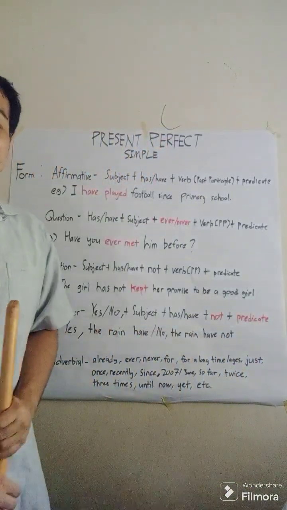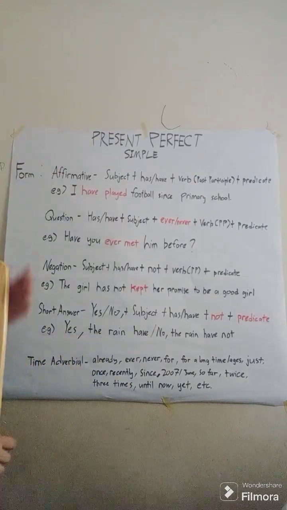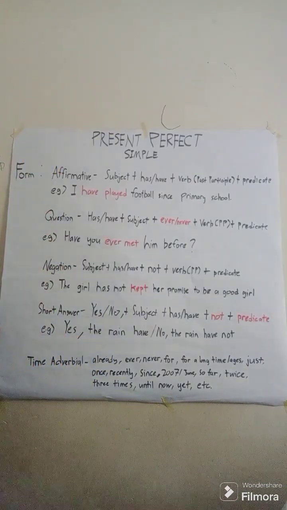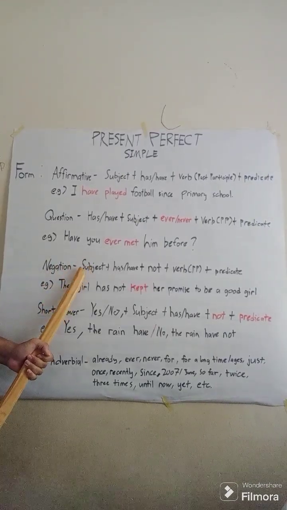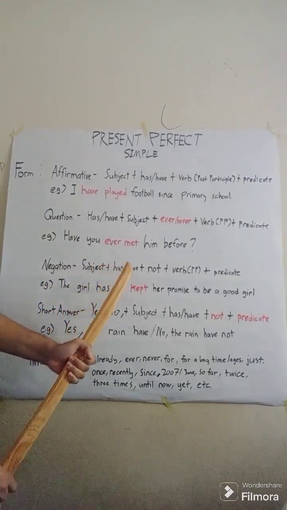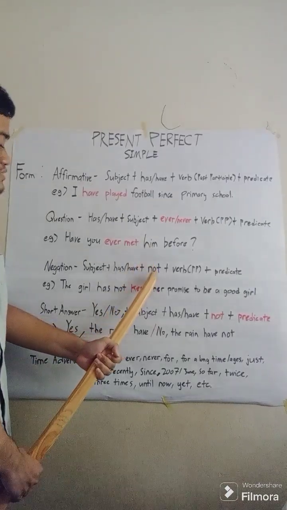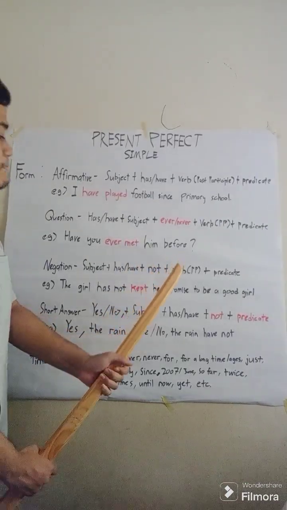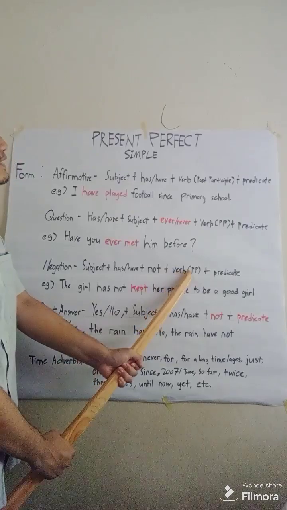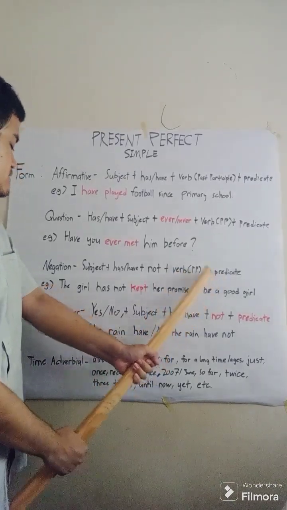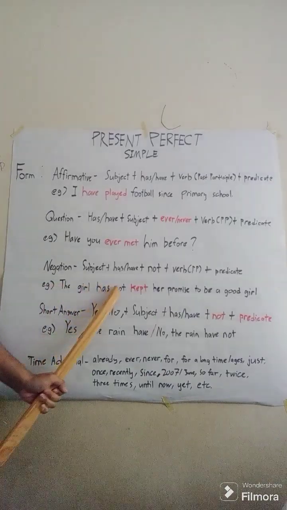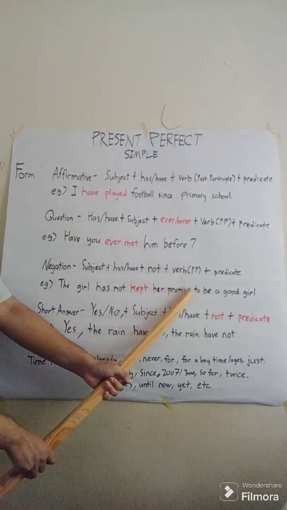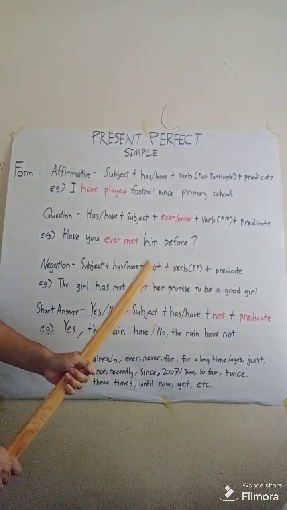Okay, next we look at the negative or negation form of present perfect simple. Okay, so here you can see the subject. We put the subject first, followed by the verb to have, followed by the negation, which is not, followed by the verb in past participle, and ends with predicate. Example here, okay? The girl has not kept her promise to be a good girl.